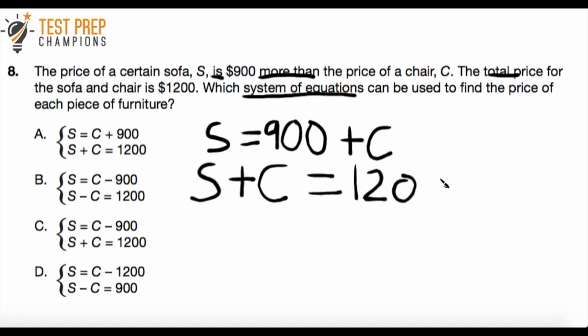So basically, we just want to look for the answer that has both of these equations in it. So in this case here, let's see. So we've got S plus C equals 1,200. S equals C plus 900. So A is going to be the answer here. And so you might be wondering, well, we wrote S equals 900 plus C. Well, it's really the same thing, right? And that's a basic thing you need to understand. That's a basic principle of math. Whether we write it as S equals 900 plus C or S equals C plus 900, the order of the 900 and the C doesn't matter because it's still the same thing. So A is the correct answer.